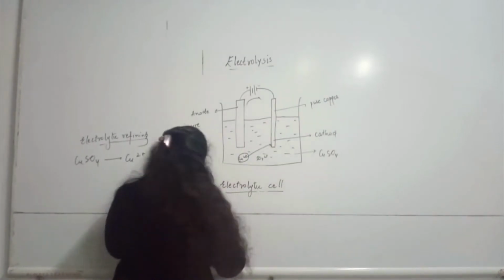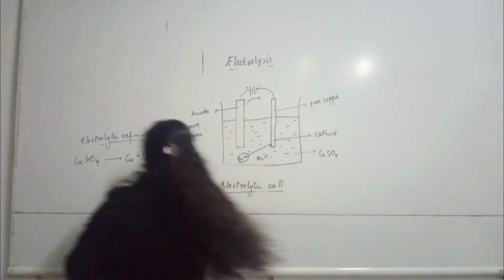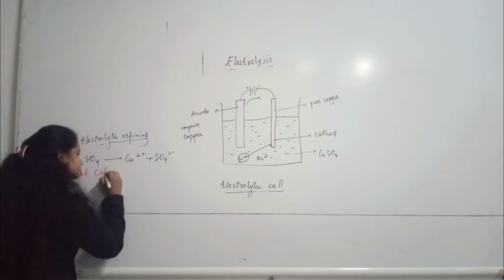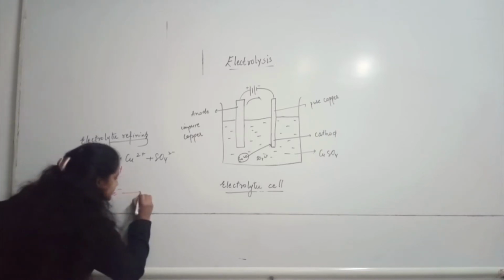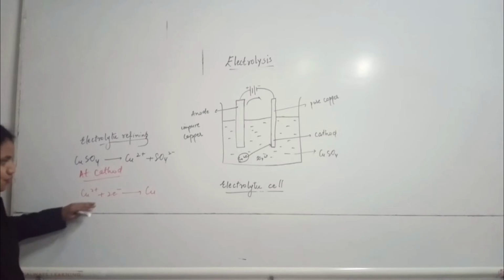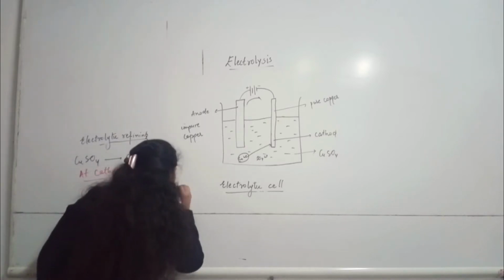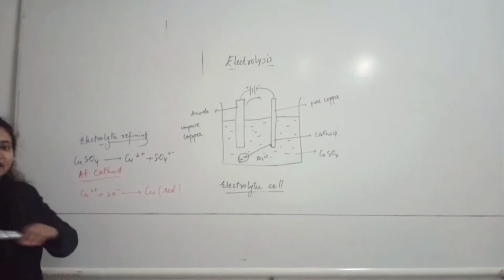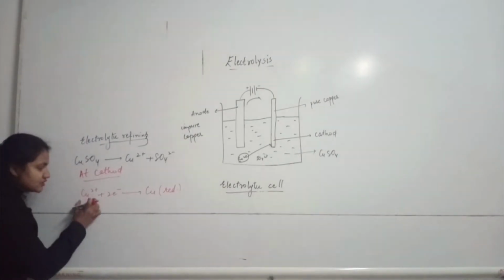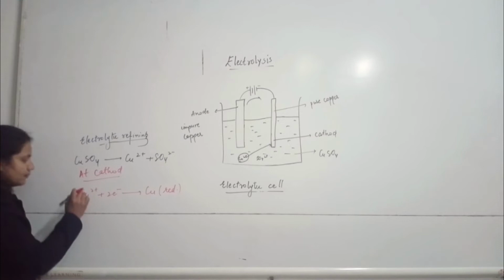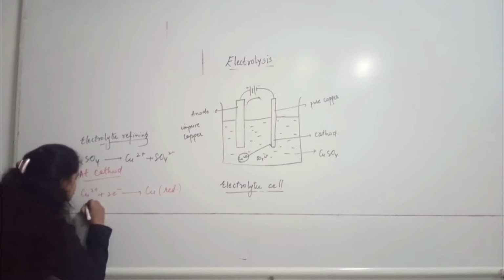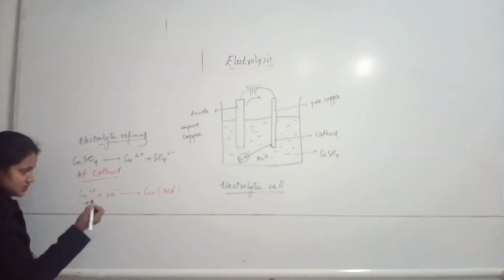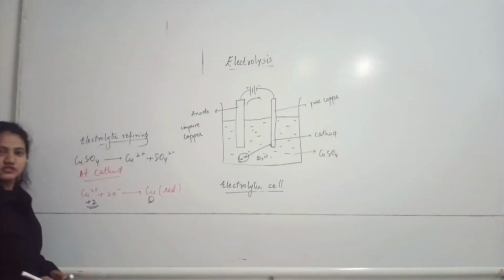So at the cathode, copper 2+, on gaining 2 electrons, combines to form copper. Here, the reduction process takes place. Why reduction? Because the oxidation state is changing from +2 to the 0 state.